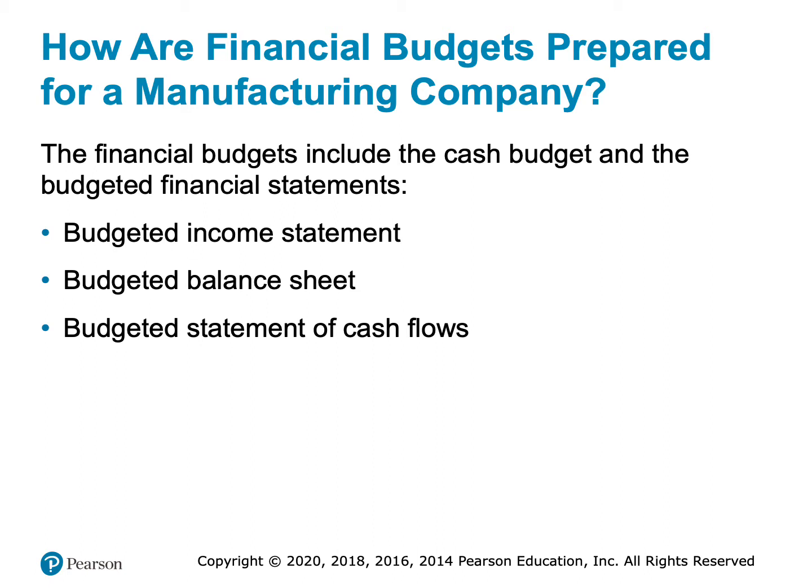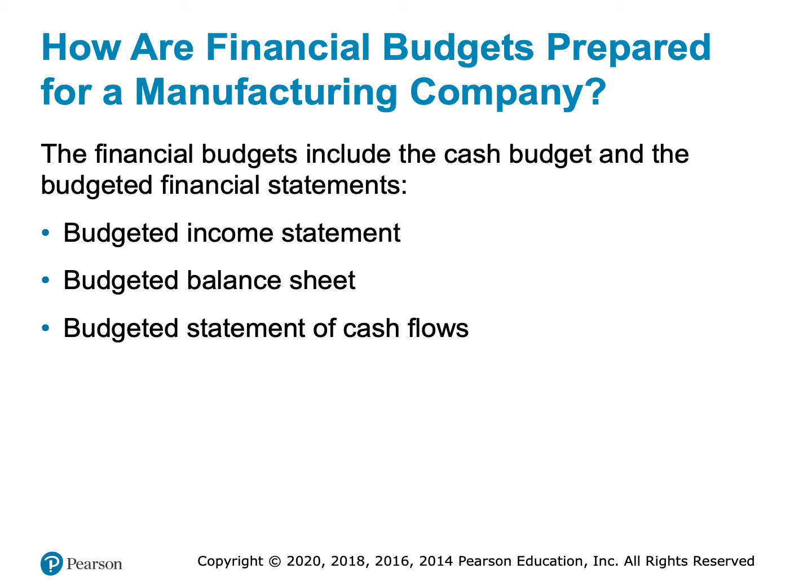So the financial statements, we have the budgeted income statement, a budgeted balance sheet, and a budgeted statement of cash flows. But before we can do that, we're going to look at what's called the cash budget. The cash budget and the budgeted statement of cash flows are not the same thing. The budgeted statement of cash flows looks like your GAAP formatted statement of cash flows, with cash flows divided by operating, investing, and financing activities.